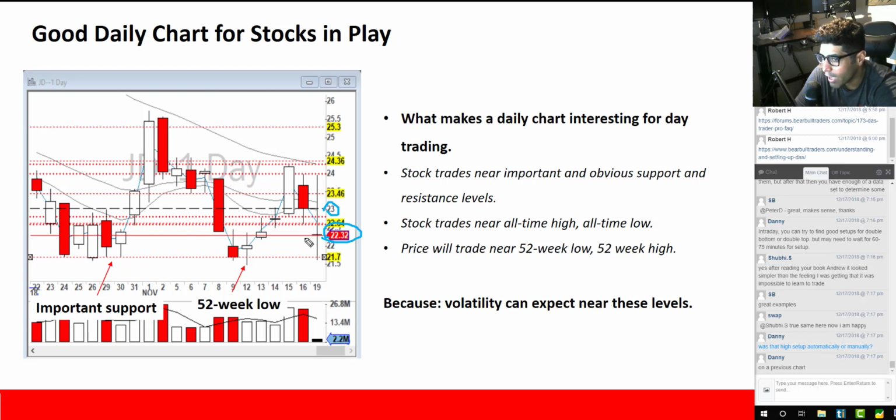I really like that. Why? Because there's a very important 21.70 here. There's a very important level here. And this one is actually a 52-week low too. I mean, I didn't show the whole year, but if you go back in time, you see that this is a 52-week low. So I really like that. And even the pre-market, this is interesting. This is the pre-market high and low.